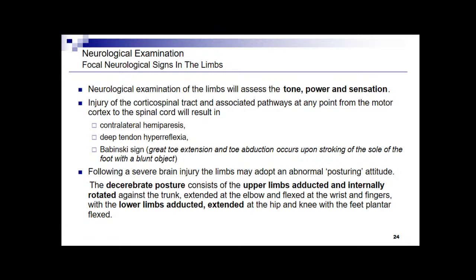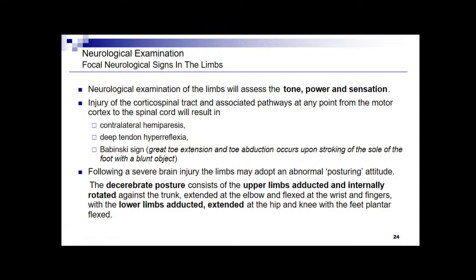The second variant of neurological disorder is deep tendon hyperreflexia and Babinski sign on the side of injury. Babinski sign is great toe extension and toe abduction that occurs upon stroking of the sole of the foot with a blunt object. This is a specific neurological sign that indicates hyperreflexia.